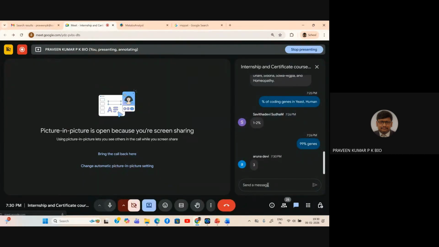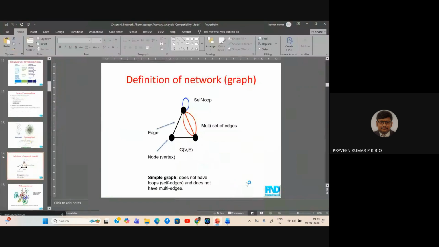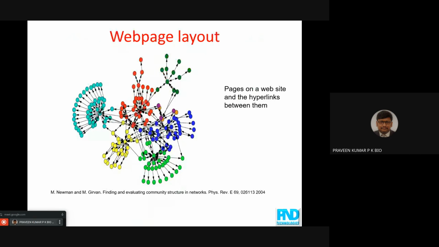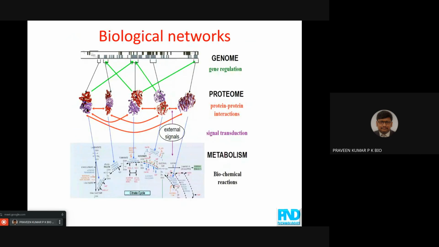The answer is three. Why is the answer three? At least three is needed, isn't it? If we have just two nodes, whatever I connect, the center to the other center of the node, this is just a line. We can't call it a graph. Unless you have another node, you can't find the form of a cyclical kind of pathway. This is a cyclical pathway, so we need a minimum of three nodes to form a graph. Okay, and now let me take you to the other information.